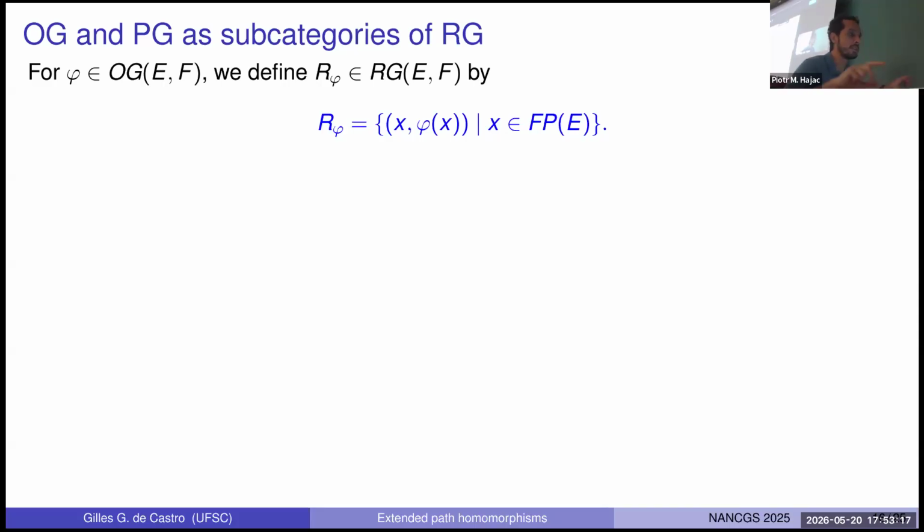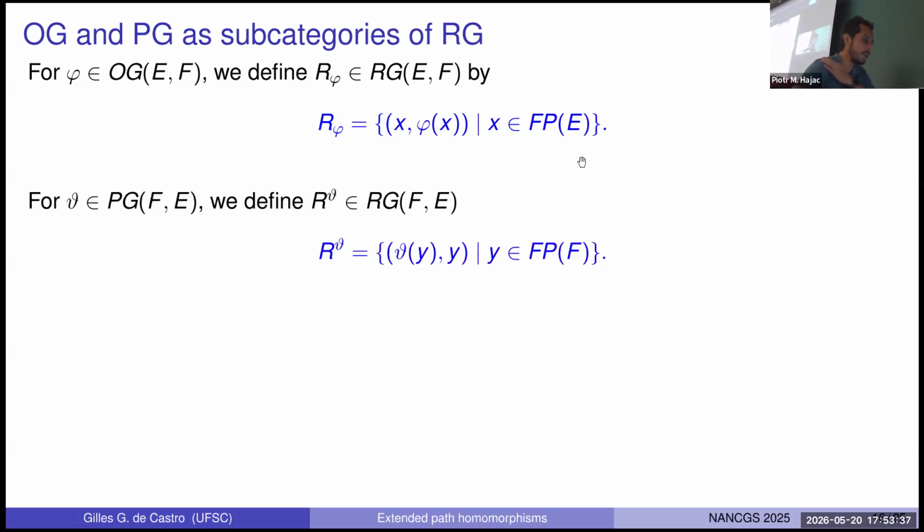If you have a sequence of edges, you just apply phi 1 to each of these edges. Because it preserves certain sources and targets, we again obtain a path on F. So that's why we can use phi here as a function between finite paths. And this is just the graph of this function.